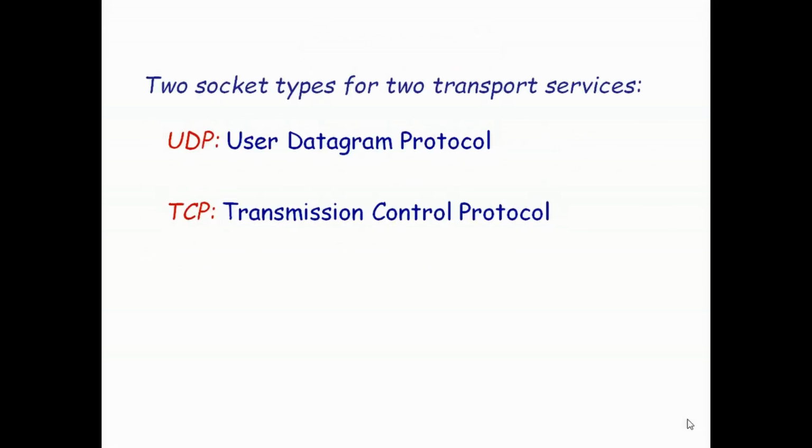Whenever we were discussing program 10, we already discussed that there are two types of sockets for transport services. The first one is datagram sockets, which is actually for UDP. UDP means User Datagram Protocol, and the second protocol is Transmission Control Protocol. It's TCP, and the first one is UDP.